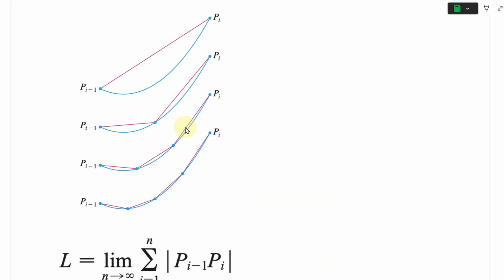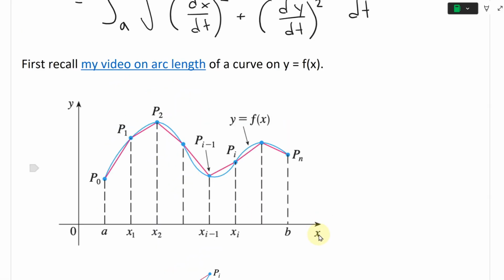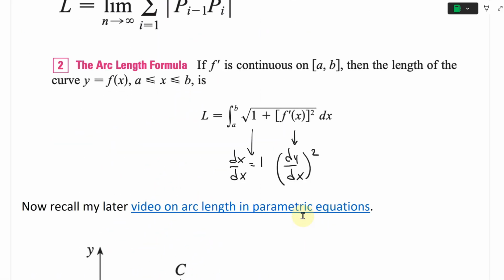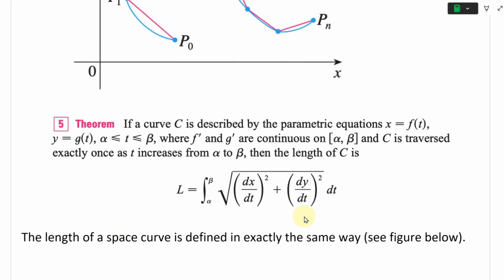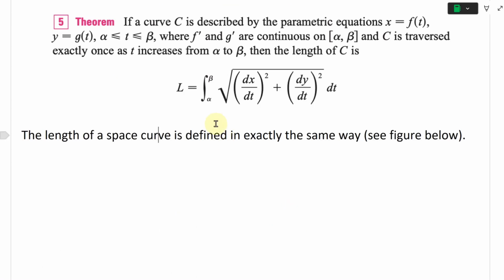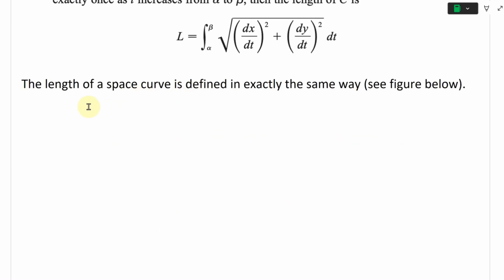But when you're dealing with just y equals f of x, this part here, dx over dx, is just 1. So anyways, going further. The length of a space curve, and now the difference, those were 2D, now we're doing 3D. So recall my earlier video on basic space curves. A space curve is defined in exactly the same way, see figure below.